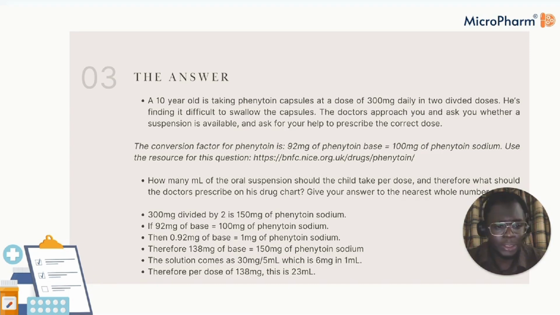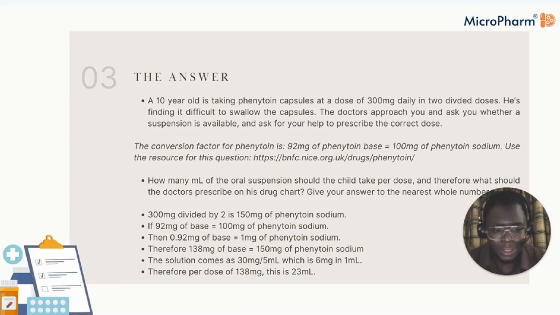Now the question tells me that the 10-year-old was normally taking phenytoin capsules, or phenytoin sodium, at a dose of 300 milligrams daily in 2 divided doses. So 300 milligrams divided by 2 is 150 milligrams of phenytoin sodium per dose. Since we know that 92 milligrams of phenytoin base is equivalent to 100 milligrams of phenytoin sodium, we therefore know that 0.92 milligrams of base equals 1 milligram of phenytoin sodium.